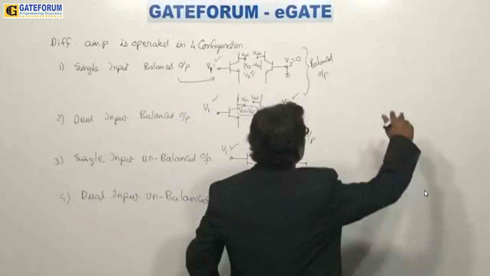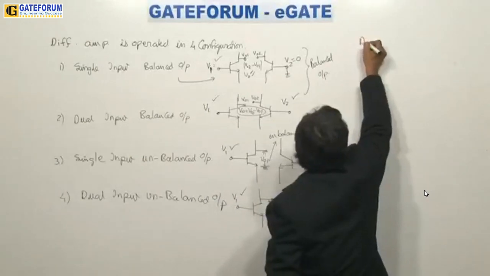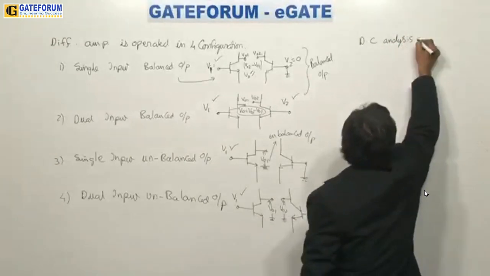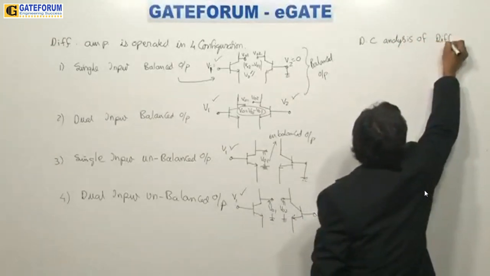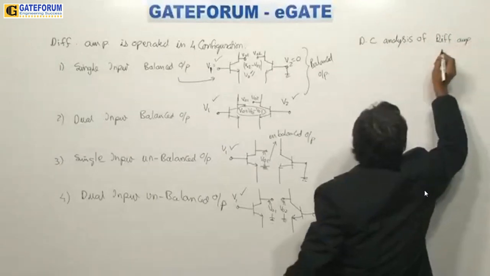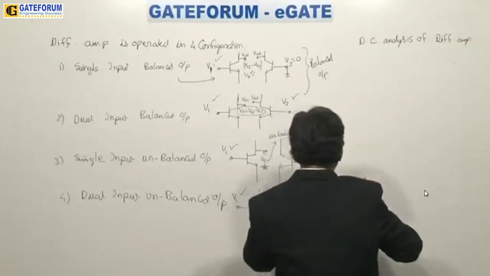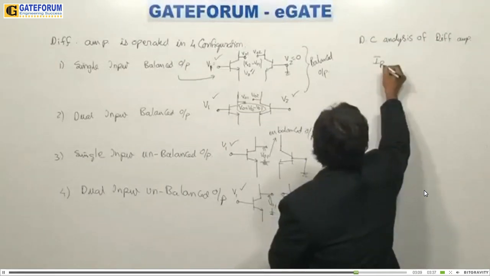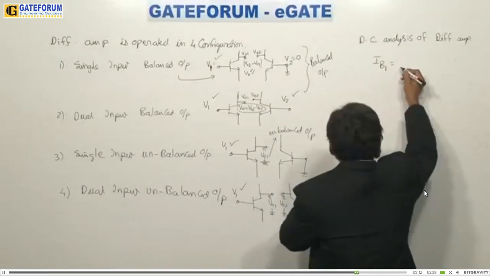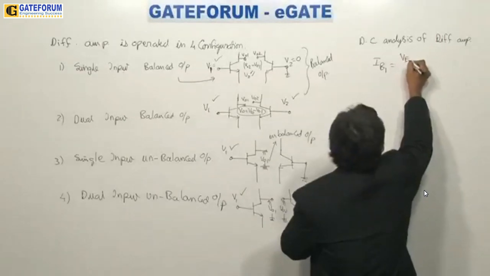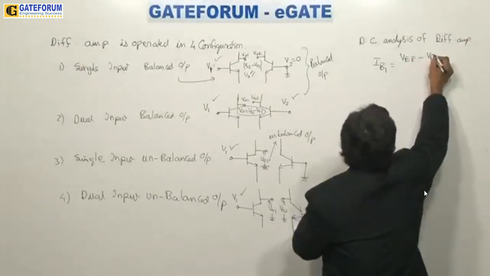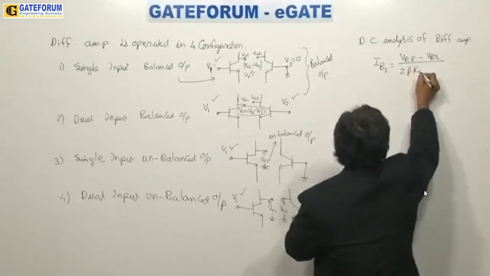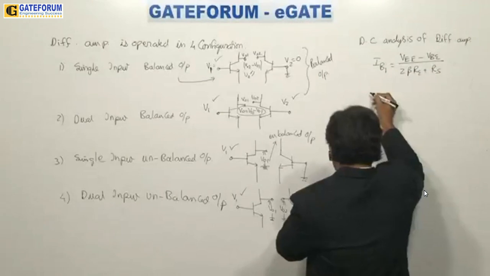Now for DC conditions, now DC analysis of difference amplifier. DC analysis of difference amplifier. So take one transistor out of 2. Okay, take one transistor out of 2. You get here IB1 will be equal to (VEE minus VBE) whole divided by 2 into (beta RE plus RS).